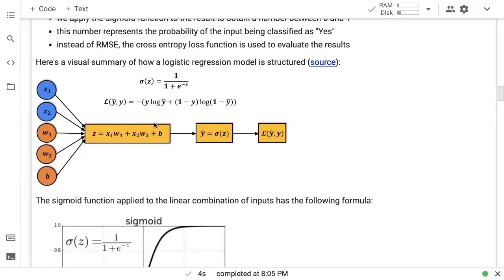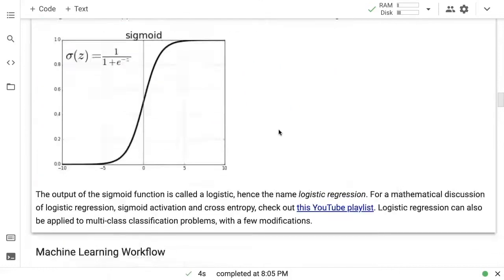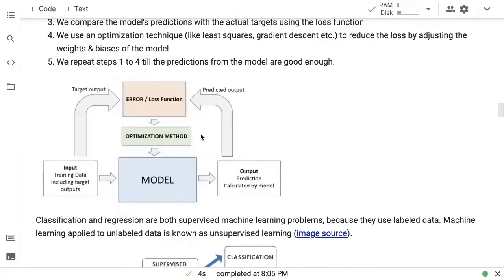The important thing is that there is a small change in the structure of the model, which is this function sigma. And then this loss is a value which is high if the model predicts bad probabilities, and low if the model predicts good probabilities. And then once again, we train the model in the exact same way.